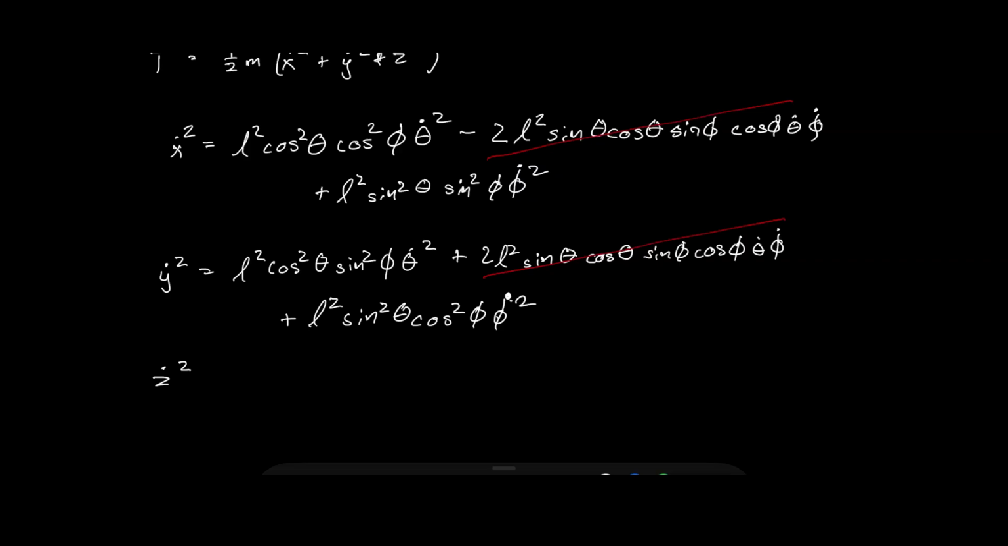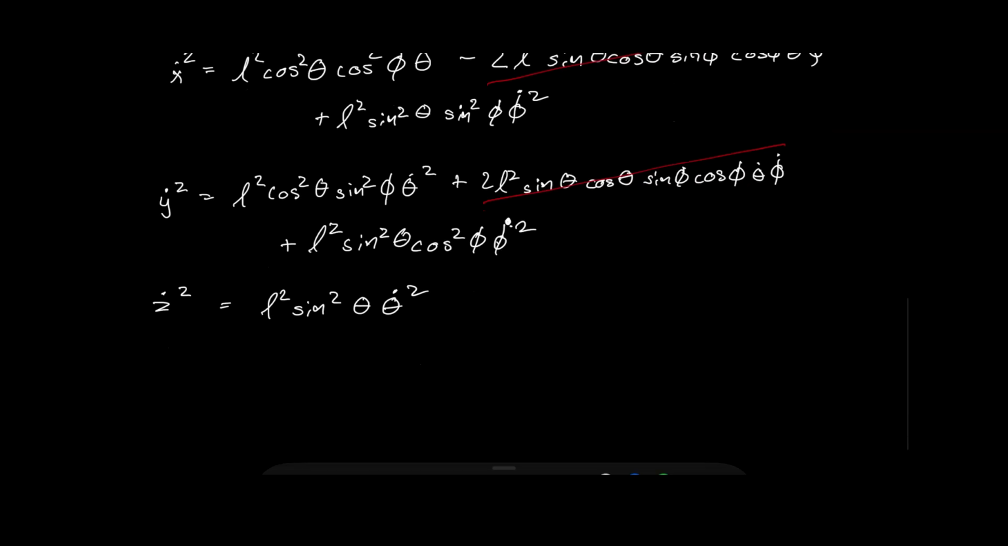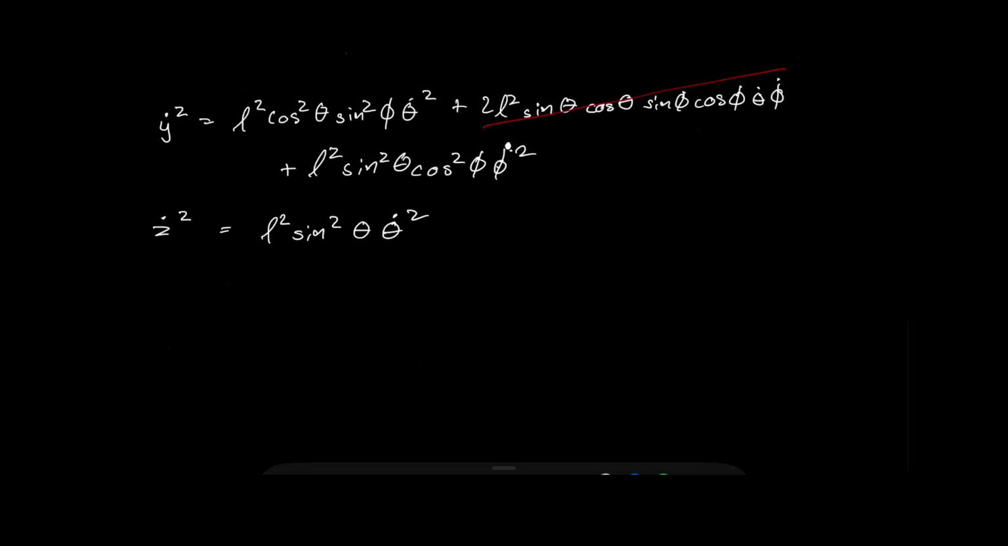z dot squared is just L squared sine squared theta dot squared. That's all. All right, so that's pretty simple. Now we have to add them all together. And when we do that, first let's see if we can simplify all of these.